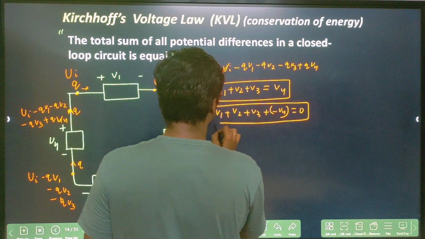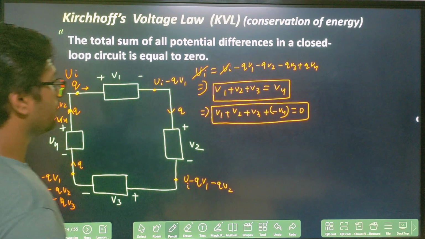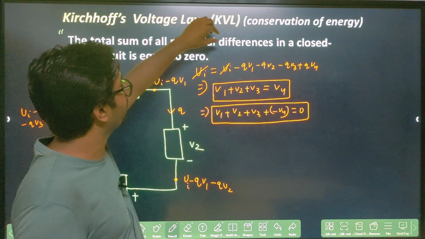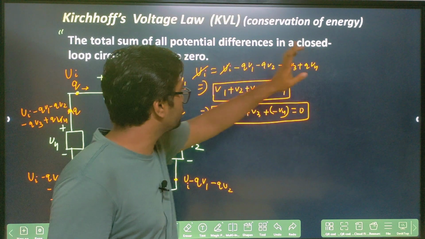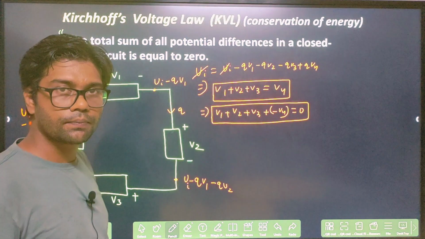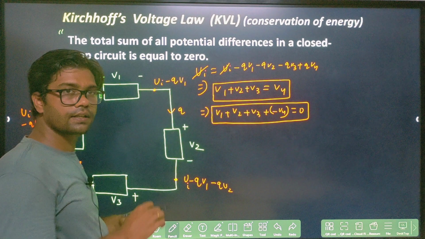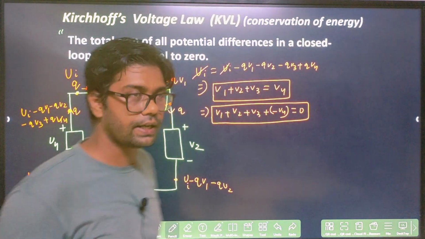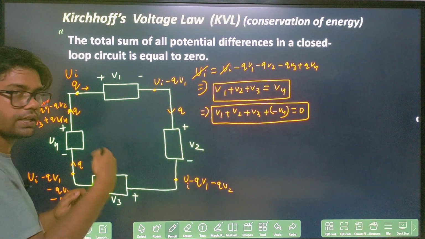Clear? Right? So this is the total sum of all potential differences in a closed loop circuit is equal to 0. Clear? So this I proved here by conservation of energy, right? Because we took potential energy and derived it here.